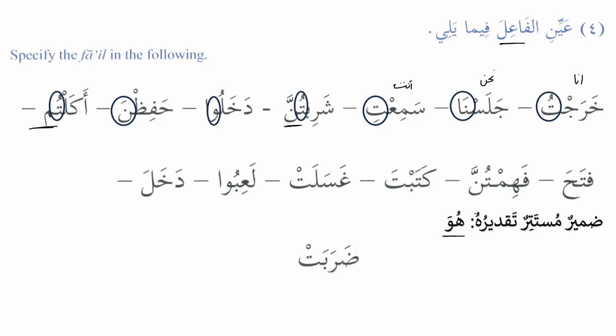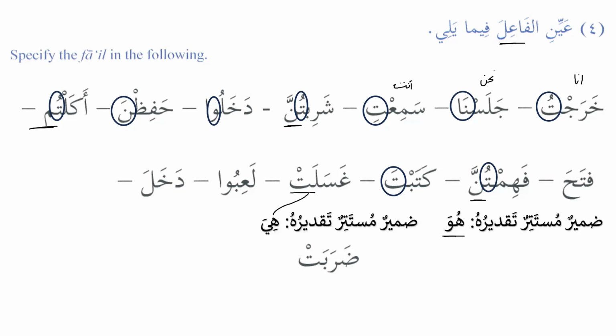Fahimtunna, again easy to understand. Ta, and then we have the noon with al jama'a. Fahimtunna, katabta, ta is the doer. Ghasalat, again ta sakin, ta ut-ta'nith. This is used for the feminine. So if this is used for the feminine, then where is the doer? Again, damirun mustatirun, taqdiruhu hiya.